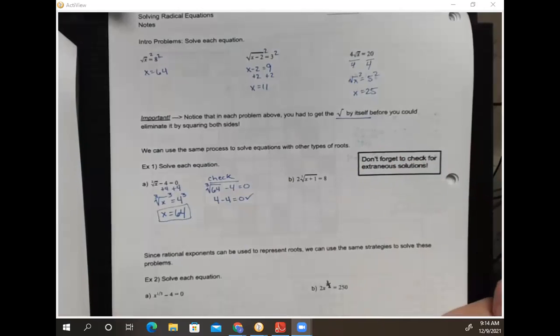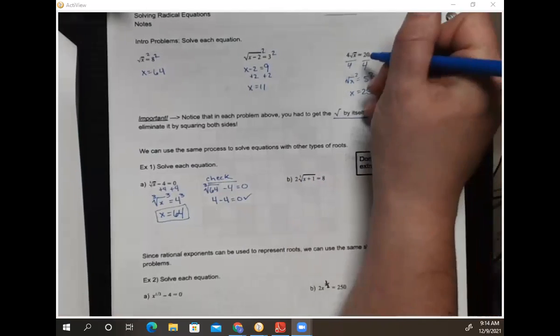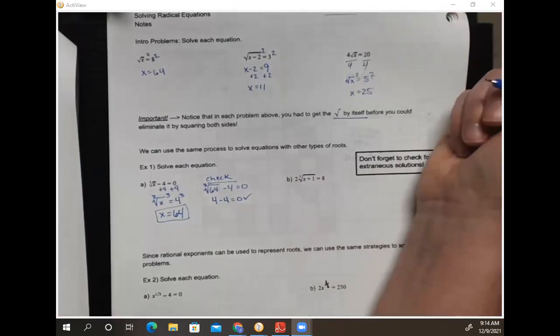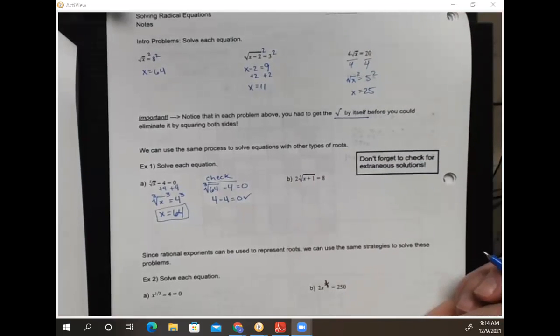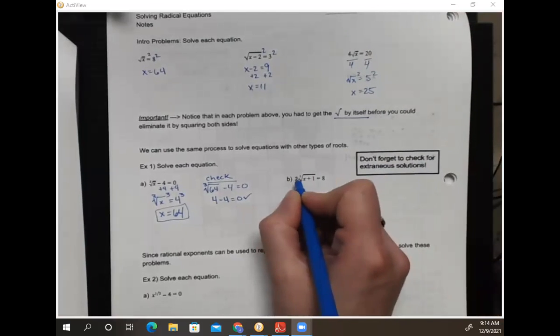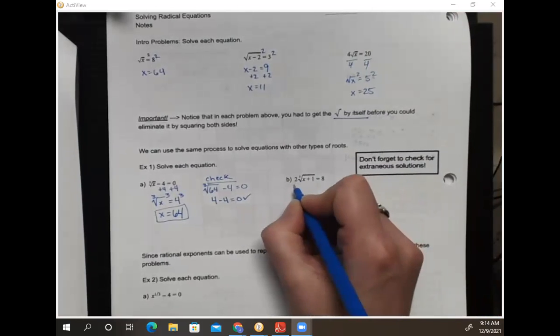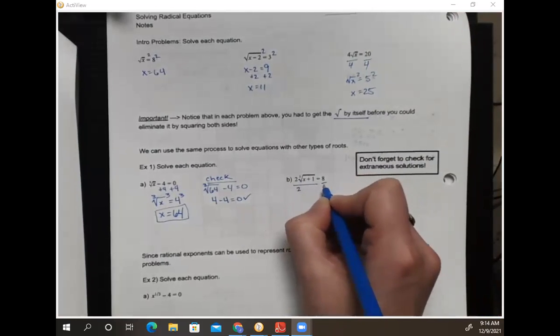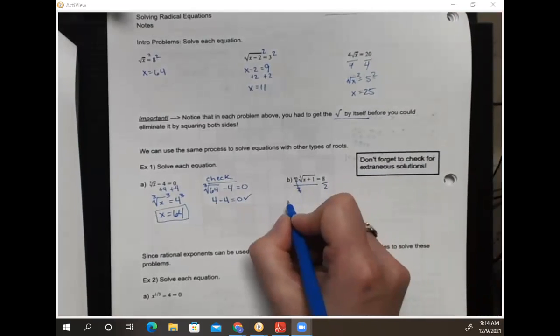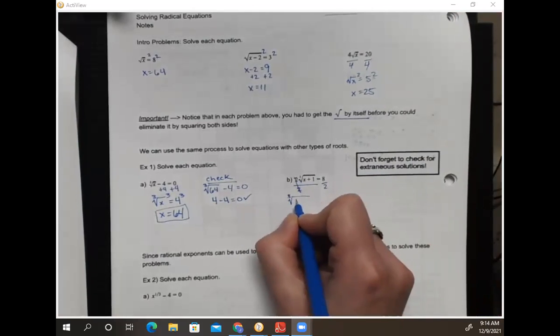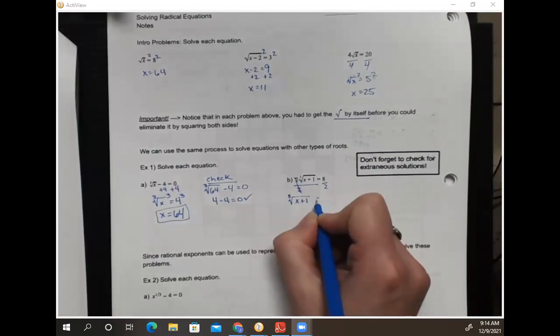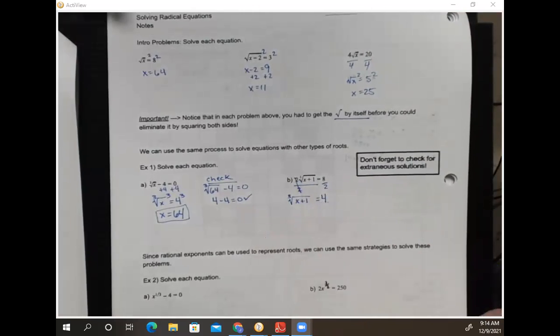Now let's try B. So cube root again. This guy is pretty similar to our 4 root x that we had up at the top. My first step here is going to be to get rid of this 2 in front. I've got 2 times the cube root of x. I want just that root by itself. So I'm going to divide by 2. And then I've got the cube root of x plus 1 equals 4.